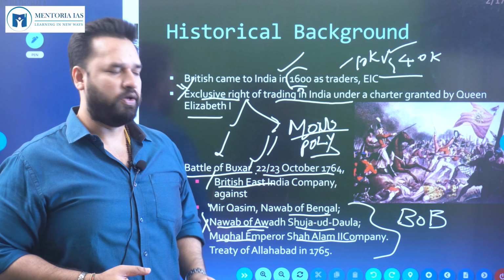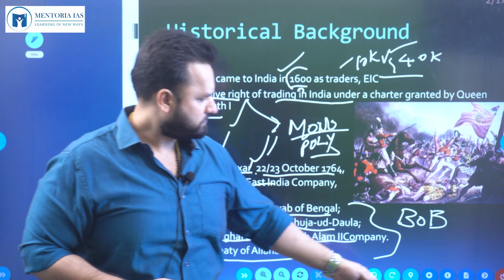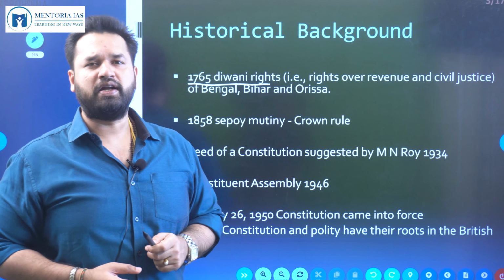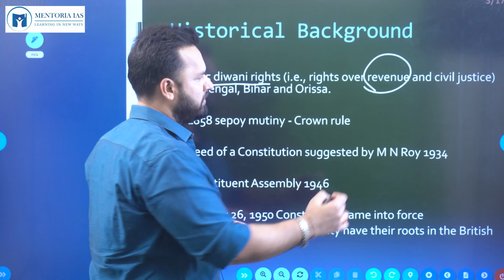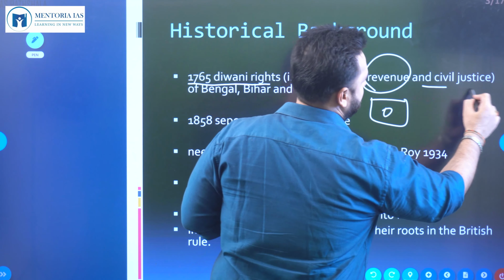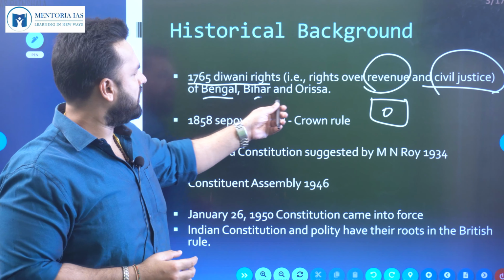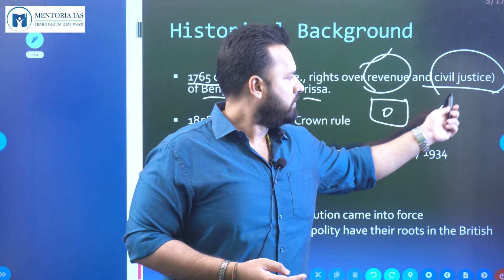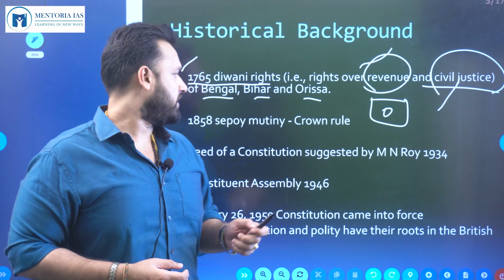So with this war, they won the territories of Bengal, Bihar and Awadh. After they won it, they got the Diwani rights. What are Diwani rights? Diwani rights are rights over revenue. Matlab, paisa, money. They got rights over revenue and civil justice. So in these three regions, Bengal, Bihar and Orissa, the Britishers used to collect revenue and provide civil justice. How did they get it? They got it through the 1765 Diwani rights.